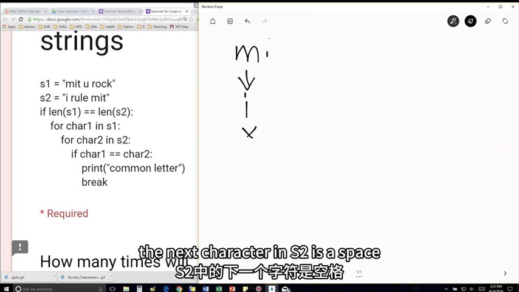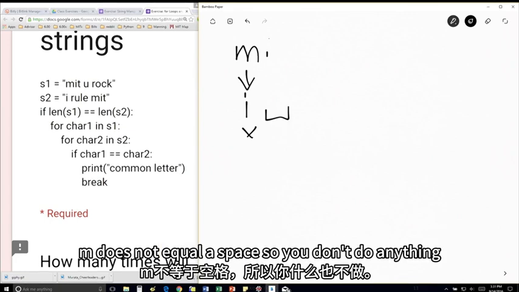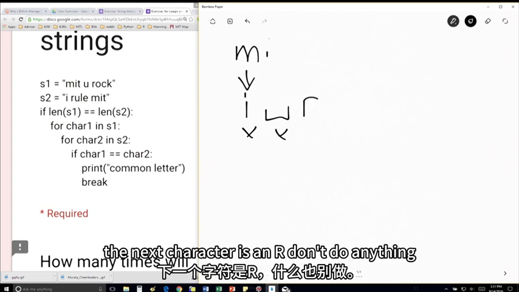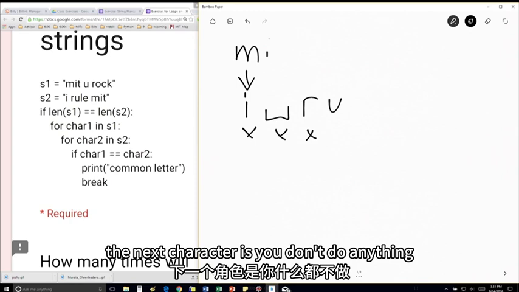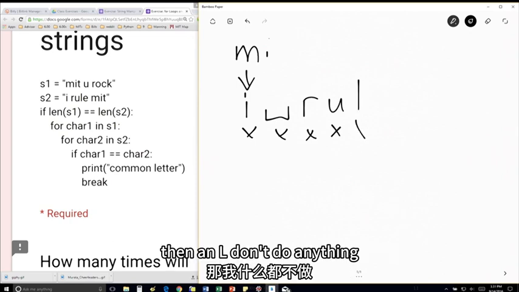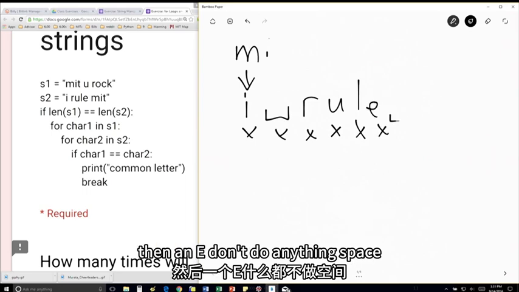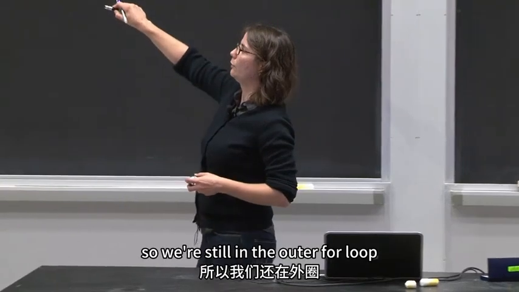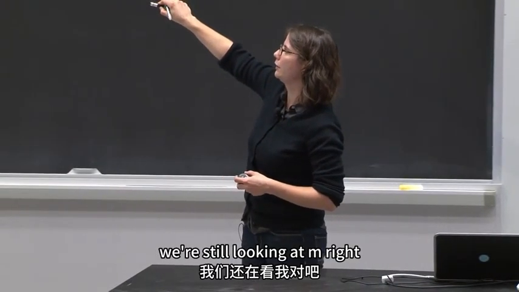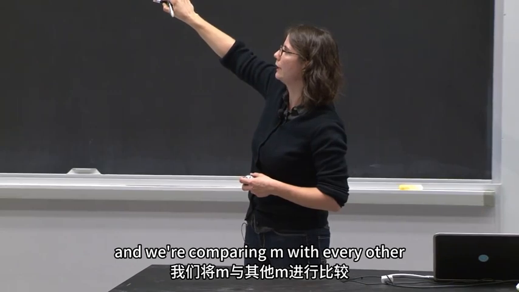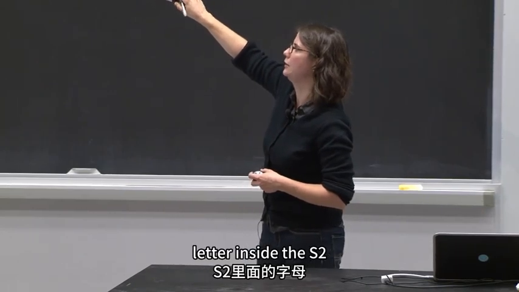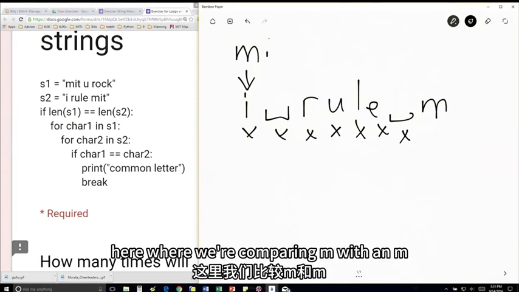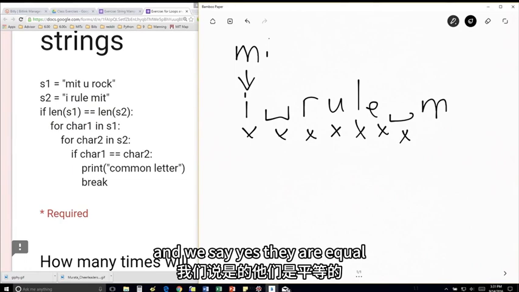Okay, so you don't do anything there. The next character in S2 is a space. M does not equal a space, so you don't do anything. The next character is an R. Don't do anything. The next character is U. Don't do anything. Then an L. Don't do anything. Then an E. Don't do anything. Space. And then suddenly we get to an M. So we're still in the outer for loop. We're still looking at M, right? And we're comparing M with every other letter inside the S2. And suddenly we reach here where we're comparing M with an M, and we say, yes, they are equal.